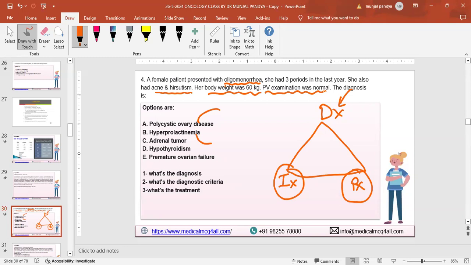Maybe galactorrhea will be there, which is not mentioned in the scenario. Prolactin level should be high, which is also not mentioned. Infertility would also be there; they are infertile patients. These are the points in favor of hyperprolactinemia. Also, we need to check FSH and LH, which are not given here. Fine, so the diagnosis is polycystic ovarian disease. This is the clinical background. Now, how will you confirm it?